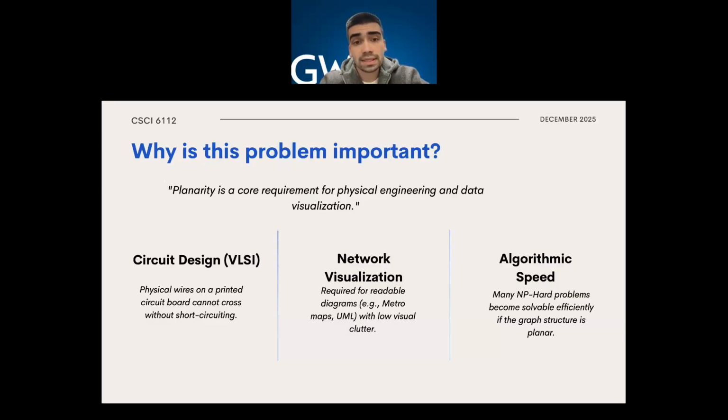Second is network visualization, where when you see a clean metro map or UML diagram, those are planar embeddings. They reduce visual clutter and improve readability compared to overlapping edges. Third is algorithmic speed. Many NP-hard problems become computationally tractable when restricted to planar graphs. So identifying planarity early opens doors to efficient algorithms downstream.